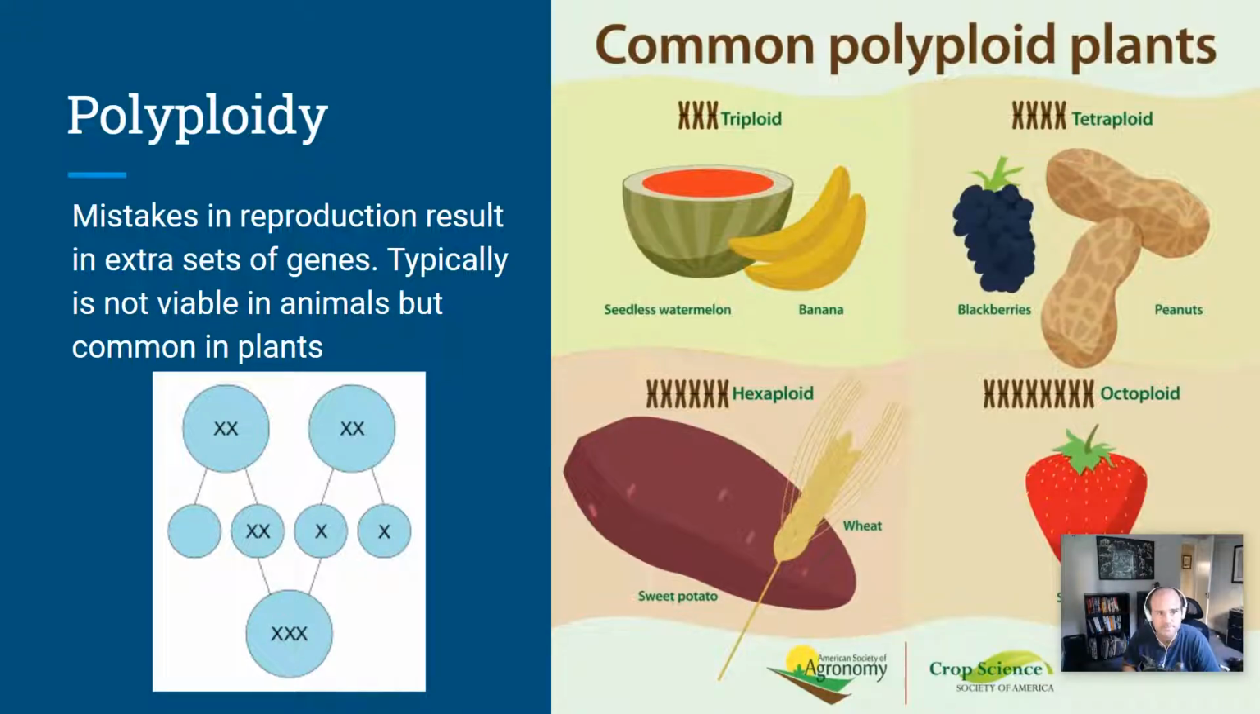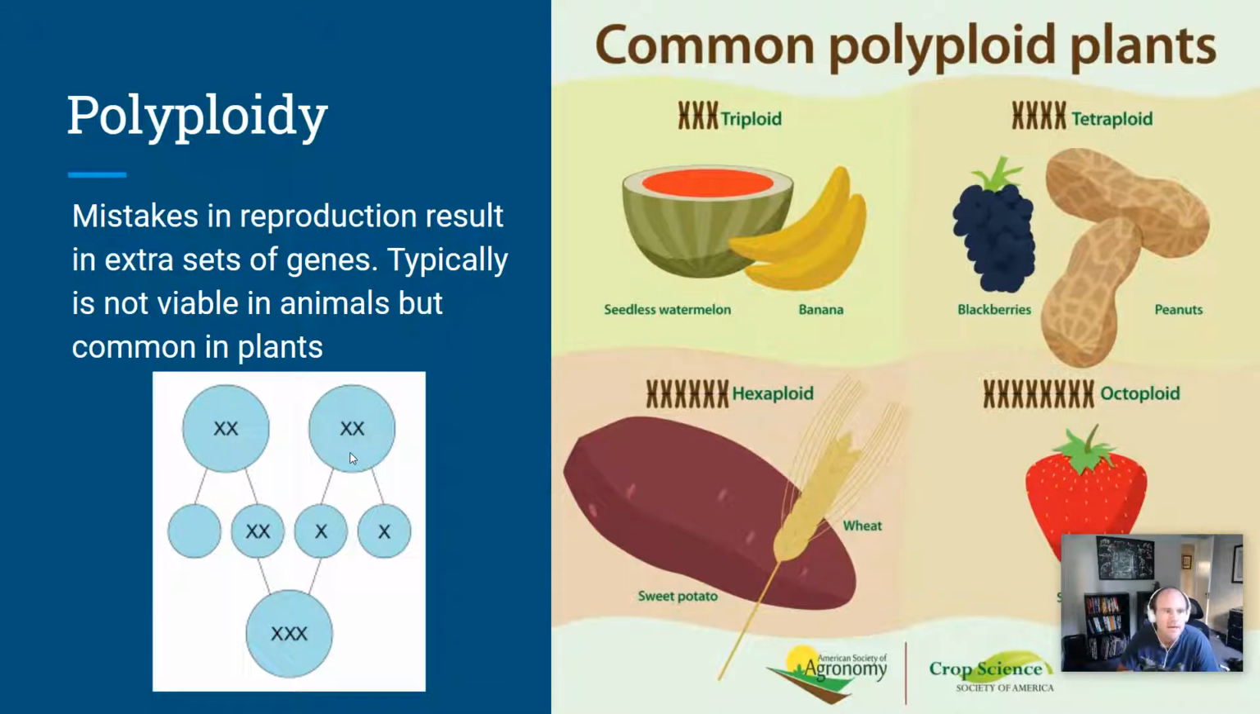Last thing to talk about is polyploidy. This is a result of mistakes in reproduction, which we'll talk about later when we talk about meiosis. But it results in extra sets of genes. So, for example, you're supposed to have 2 chromosomes, but if one of your gametes, like the sperm, has both chromosomes and the egg has 1 chromosome, now you have 3 chromosomes when you're supposed to have 2. Typically in animals, this results in them not being viable. So this was like the hybrid breakdown, not going to become a viable offspring.